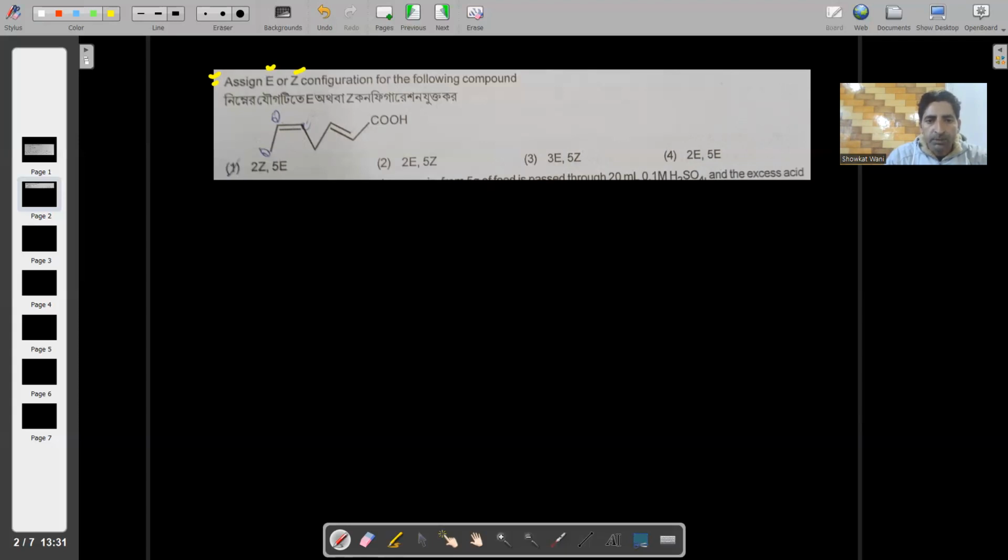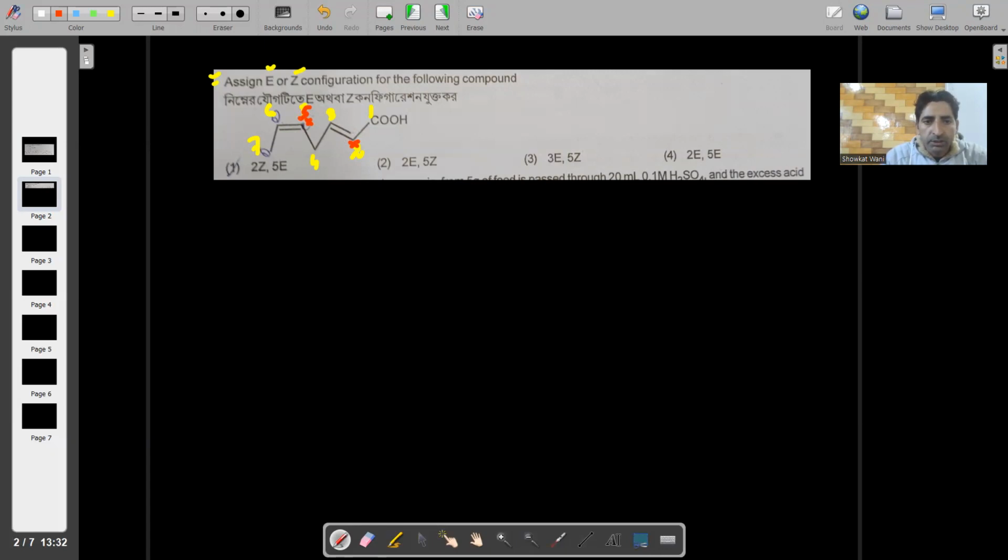So in this compound, this is the carboxylic group. This is carbon number 1, this is carbon number 2, carbon number 3, carbon number 4, carbon number 5, 6 and 7. Now we have to assign E and Z to the compound. At this position, I will star mark this position and this position. Isn't it? So at position 2 and at position 5, we have to assign configuration.